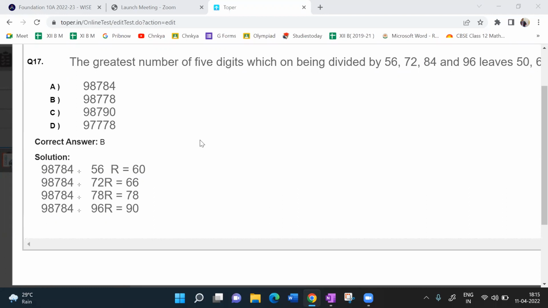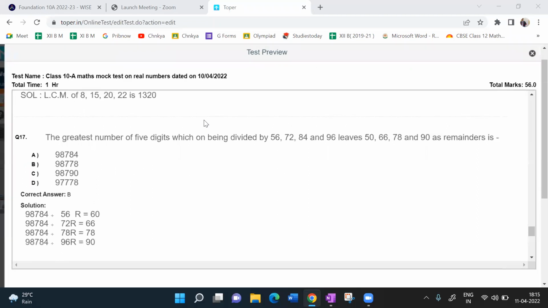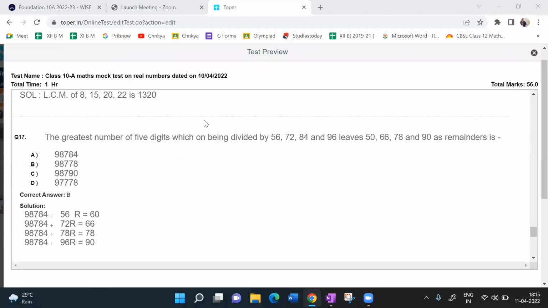Yes, what happened? You can find it in another way as well. First of all, you find the LCM of all the numbers given to you. And just after that, you can subtract whatever remainder he has given. In that way also you can get the answer.